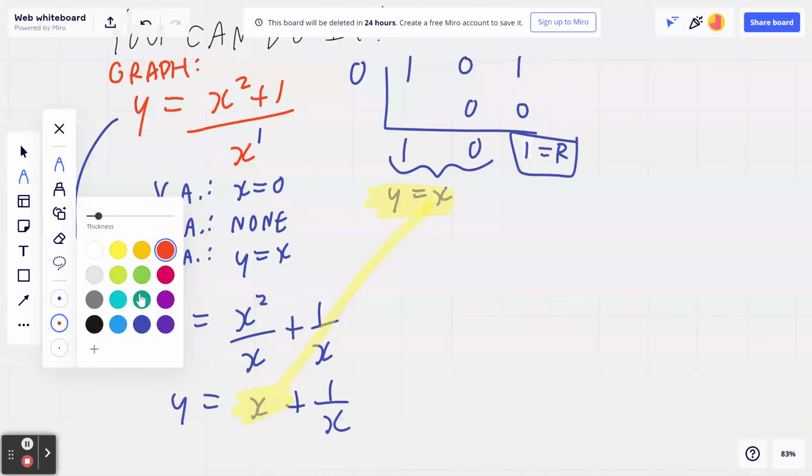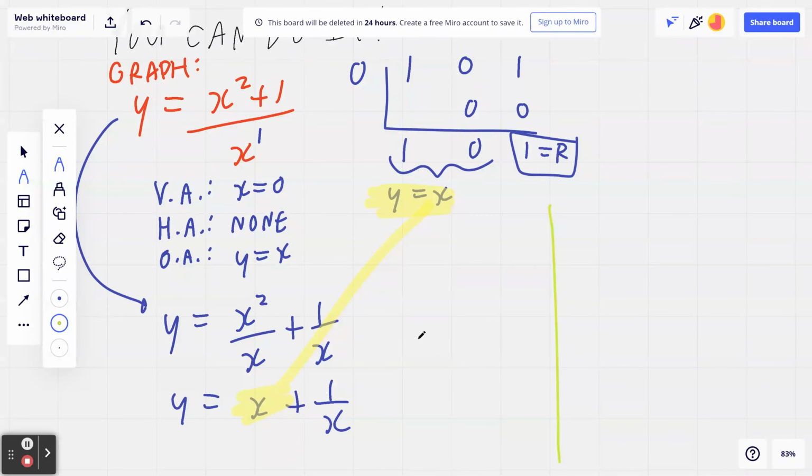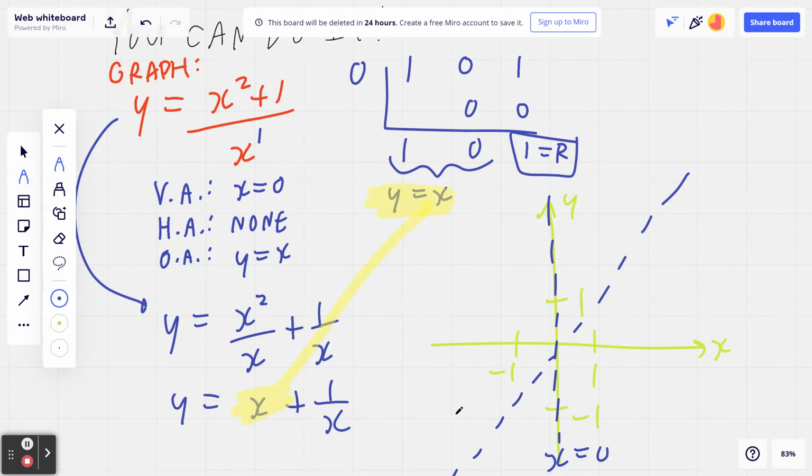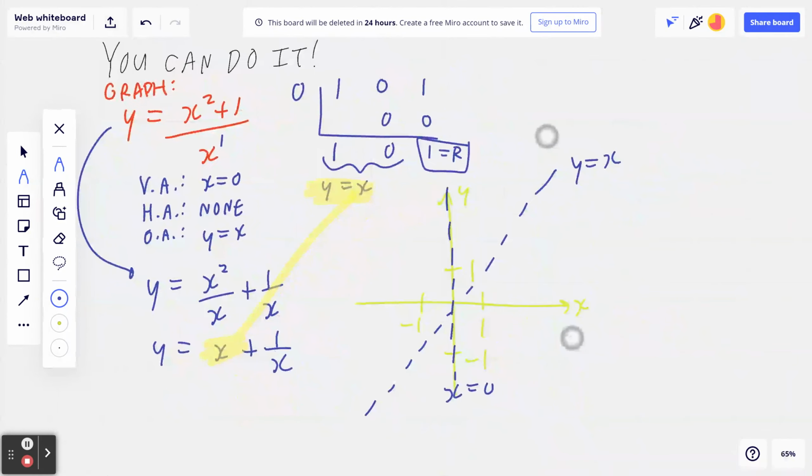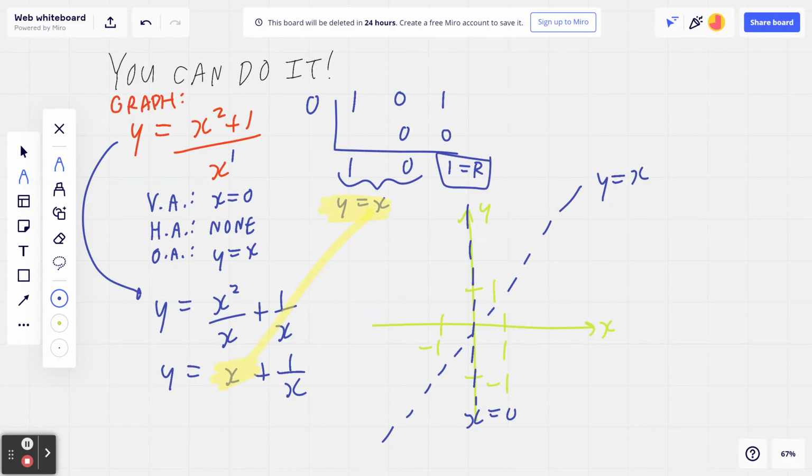Now, I would say when you're graphing this, don't do it at the end. I would always encourage you to graph as you go. So if I'm just looking at a couple of points here, let's say up and down by 1, left and right by 1, I know in this case, there'll be a vertical asymptote at x equal to 0. There's also this oblique asymptote at y equal to x. So now you can move forward to the xy intercepts.